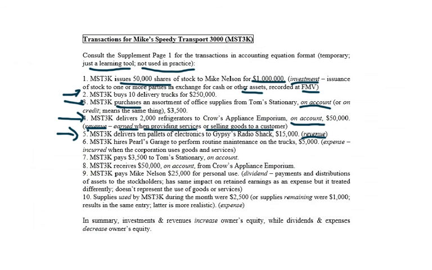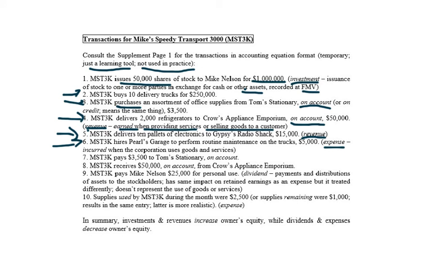All right, so let's look at number 6 now. Okay, transaction 6 is going to shift gears a little bit here. So there we are in 6, because now in this case we're going to have the company, MST3K, hire Pearl's Garage to perform routine maintenance on the trucks, $5,000, and we're going to label this an expense. And again, what's the standard there?